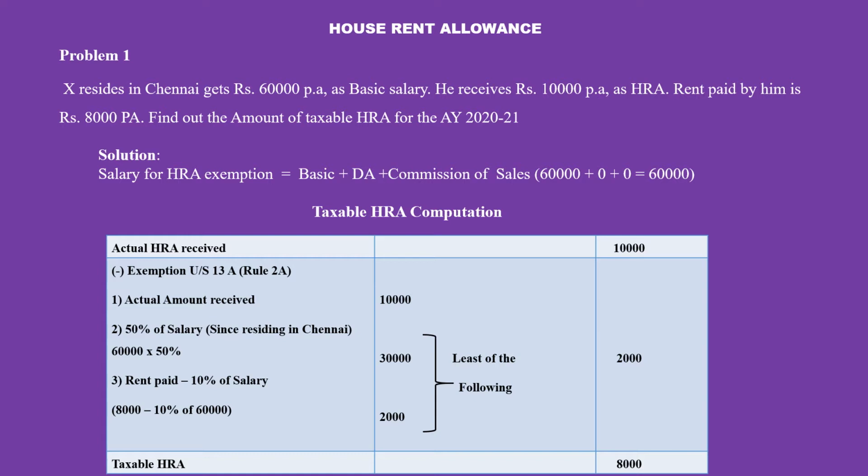So out of these three conditions, which is the least? 10,000 or 30,000 or 2,000? 2,000 is the least. That amount will be exempted as HRA exemption. So take 2,000 to the outer column. So from the actual HRA 10,000 minus 2,000, you will get the taxable HRA as 8,000.